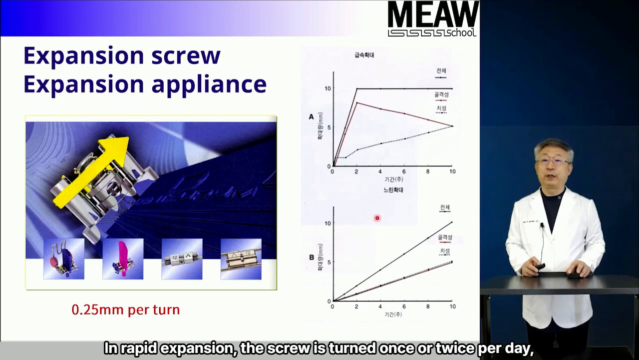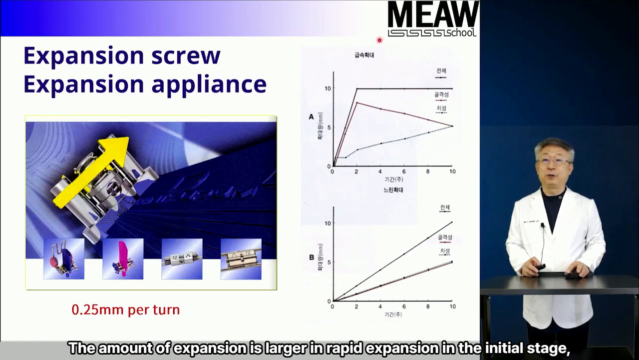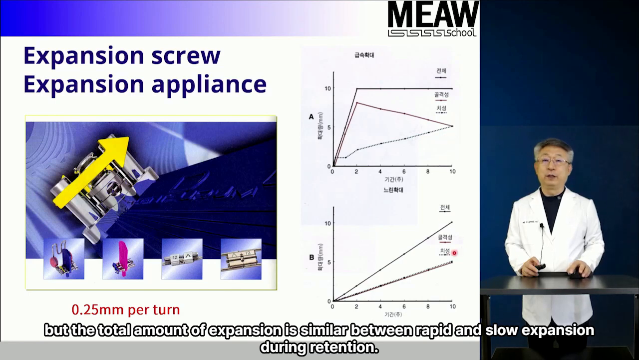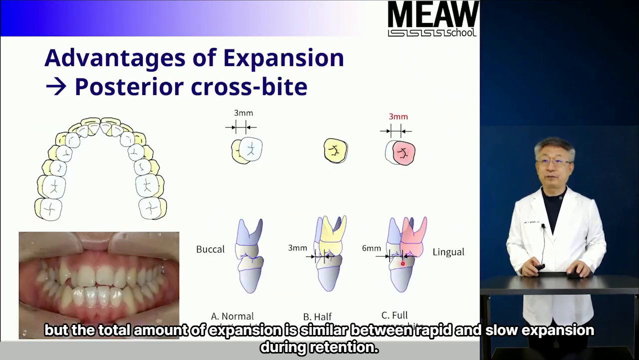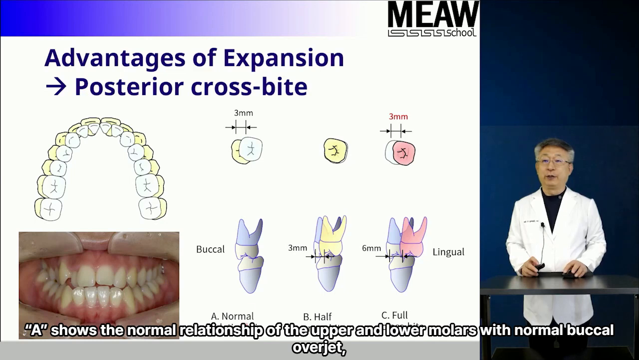In rapid expansion, the screw is turned once or twice per day, while in slow expansion, the screw is turned twice or 3 times per week. The amount of expansion is larger in rapid expansion in the initial stage, but the total amount of expansion is similar between rapid and slow expansion during retention. One of the advantages of expansion is the treatment of posterior crossbite. This shows the normal relationship of the upper and lower molars with normal buccal overjet.